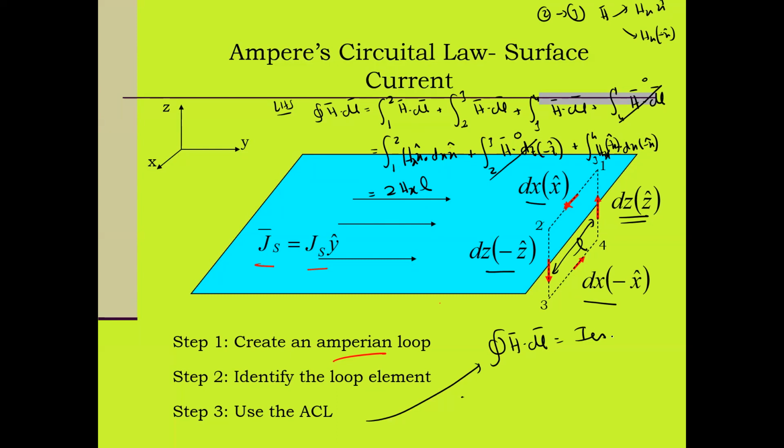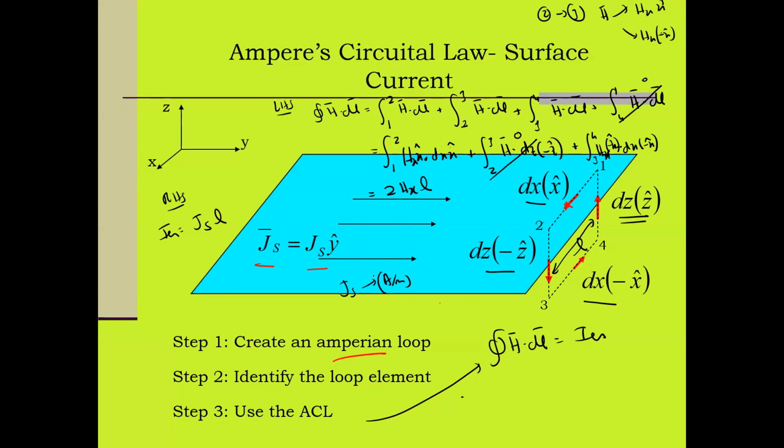Okay, and for the right hand side, which is I enclosed, since I enclosed is in ampere units, we need to find out what the current enclosed by this rectangular loop should be. If the current flowing on your surface is Js, given in units of ampere per meter, the surface current unit, then the enclosed current will simply equal Js multiplied by L. So that should be the enclosed current by this rectangular loop.